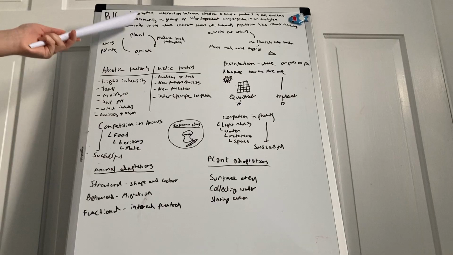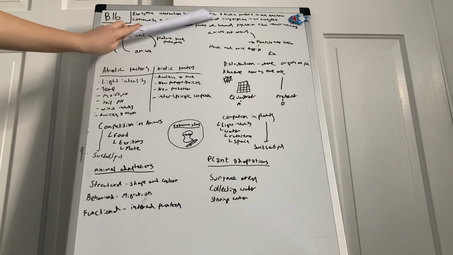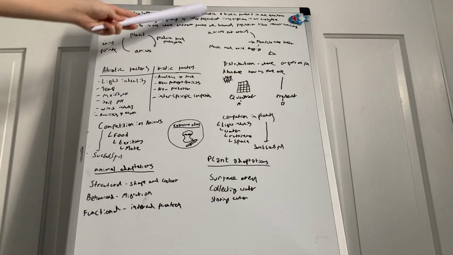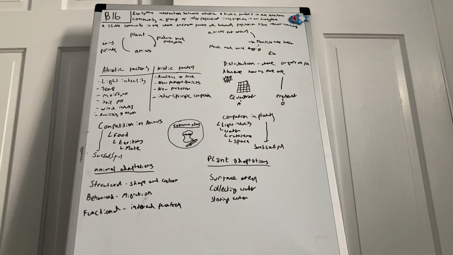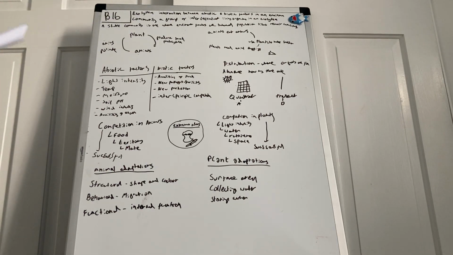So, an ecosystem is the interaction between biotic and abiotic factors in an environment. Abiotic factors are basically things which are not living. Here I have a list of some abiotic factors. We'll come back to that later. And biotic factors, I have a list of these here. These biotic factors are basically things which are living, right?